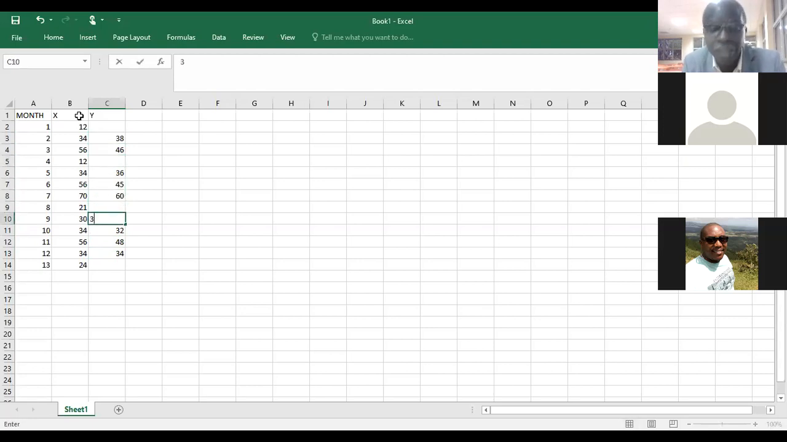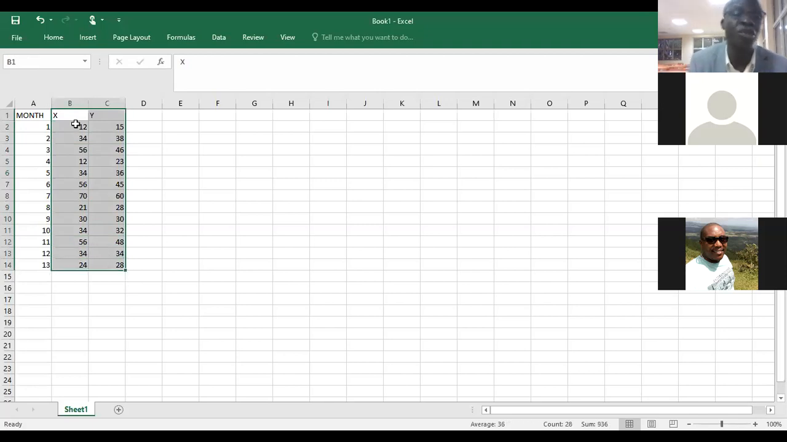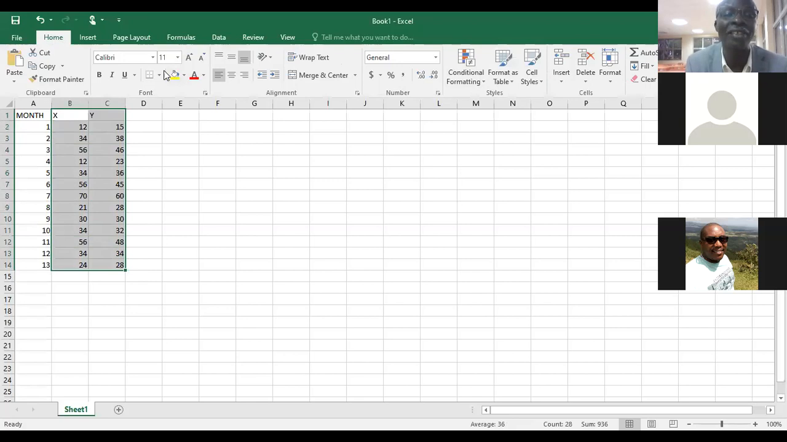Let's say 30, and then of course 30. Then say 28, and then say here 28 again, and say 23, and say 15. Those are the sales revenue generated from X when you advertise in X.